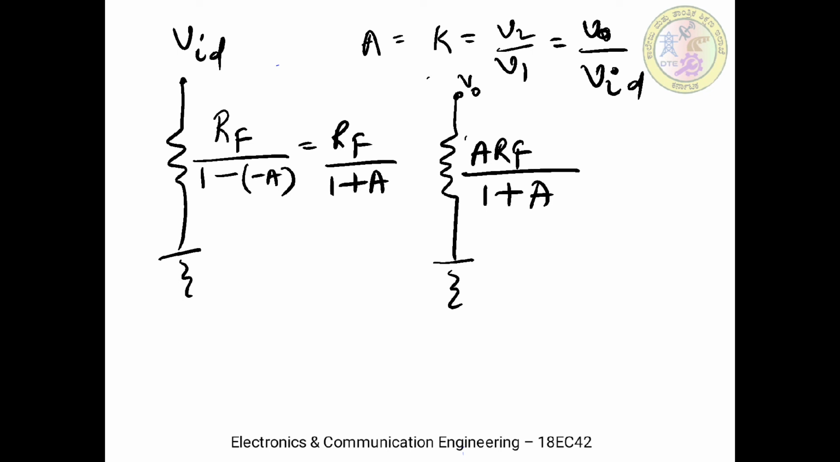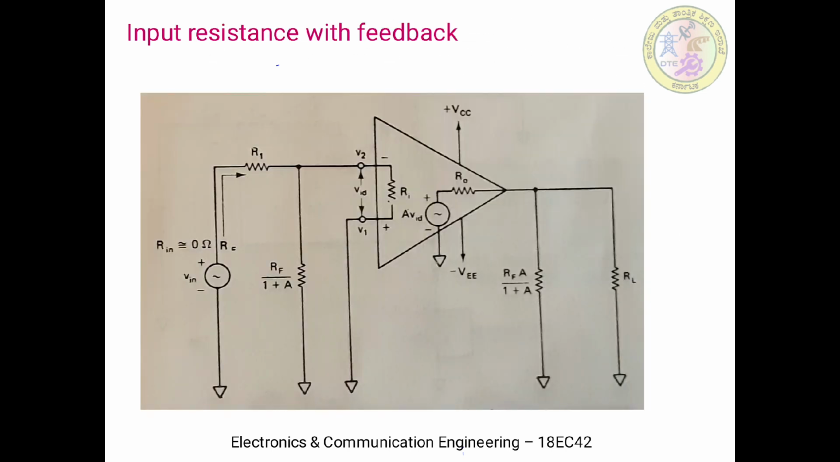Okay, so therefore with this equivalent resistance, we can now draw the reduced circuit diagram. So here we can see that RF is split into one part, RF by 1 plus A, and the other part will be RF into A by 1 plus A. Okay, so now with this reduced circuit diagram, it is possible to now identify the input resistance with feedback.